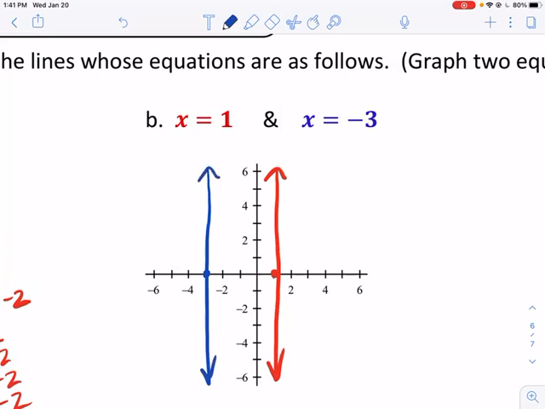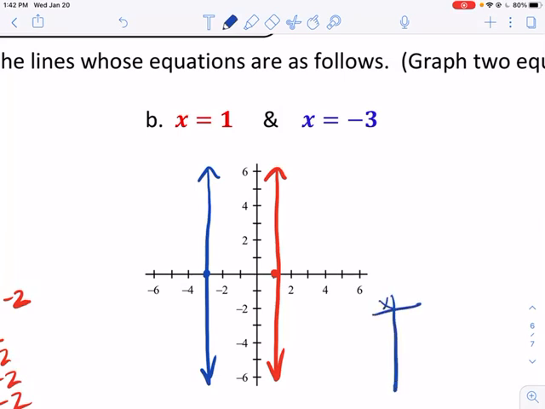And remember, you can always check this by drawing a table. Or you could think, well, I can't write this as a y equals, it's an x equals, so that means my slope must be undefined. And then you can draw an undefined slope. Let me show you how to check this with a table as well.